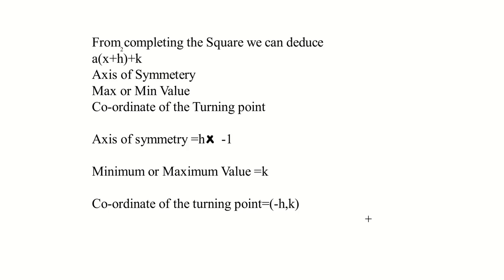We have the axis of symmetry, the maximum and minimum value, and the coordinates of the turning point. To find the axis of symmetry, when you complete the square, the axis of symmetry is your h value multiplied by -1, and your minimum or maximum value, depending on whether a is positive or negative, which we learned just now, is your k value. So your turning point is (-h, k).